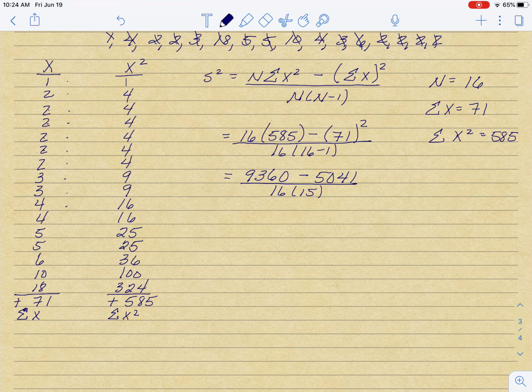All right, so now we keep going on and we simplify this expression. So the difference in the top is 4319 over 240. So 4319 divided by 240 is 17.996. So once I get that answer, that's my variance, that's my sample variance.